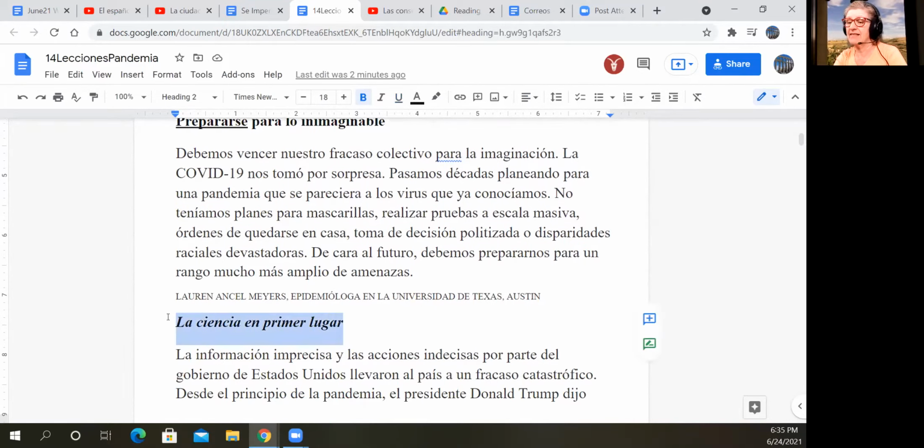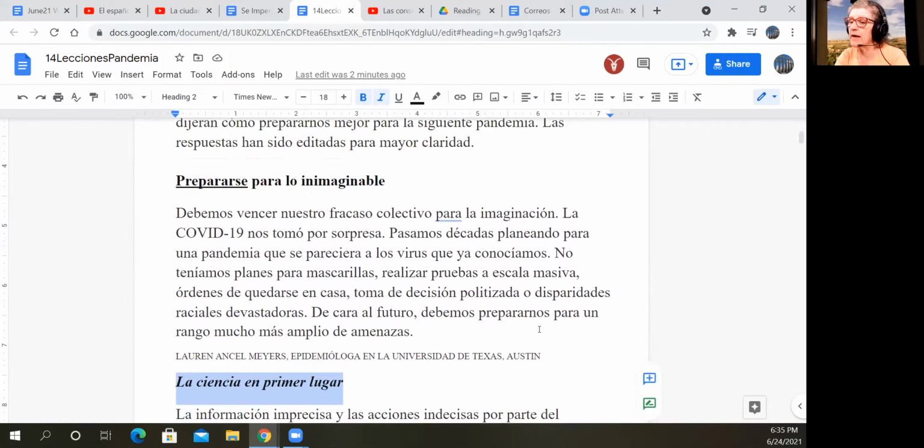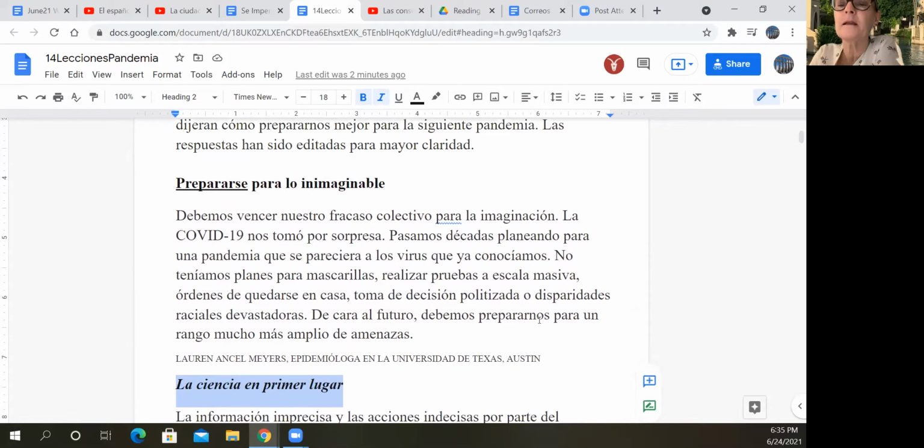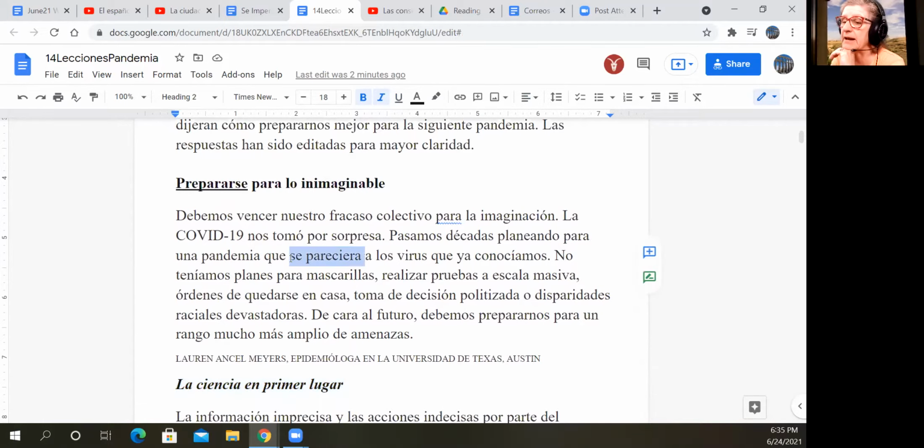Okay. La ciencia. Oh, la ciencia en primer lugar. Hay dos más. En el párrafo, quedarse y se pareciera. Sí, los veo, sí, aquí. Ok. Quedarse abajo. Que pareciera. Parecerse es to resemble. This one is not the impersonal say. Reflexivo. Es verdaderamente reflexivo. Parecer is to seem. Parecerse means to look like something else, to resemble something else.